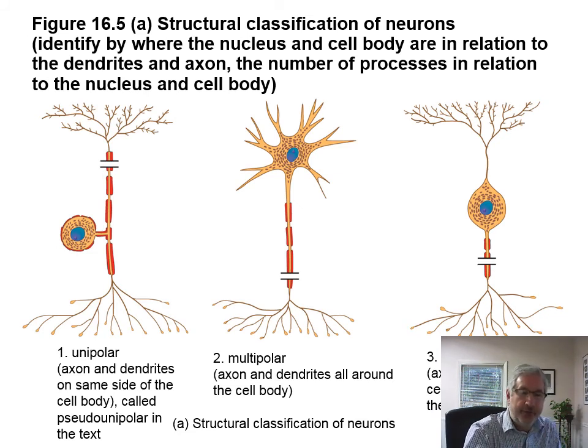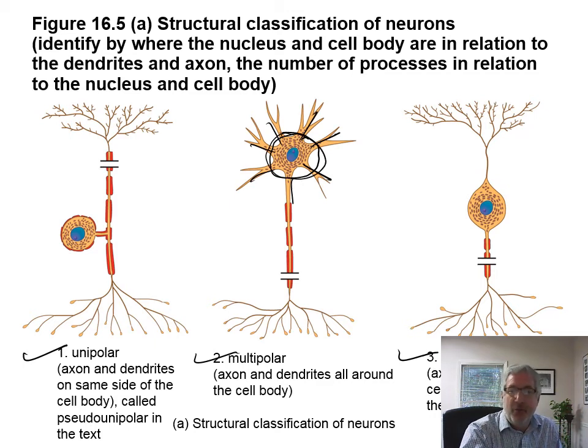Next slide. So here's what they look like. We're going to start with multipolar, the one right here in the middle. Here's the cell body. The way you tell is how many processes come off the cell body. Well, you've got a dendrite, dendrite, dendrite, dendrite, dendrite, axon, dendrite. All the processes come off the cell body. So that's multipolar. It has lots of different things coming off the main body. In a unipolar, the dendrites and axon are merged into a single thing, so you only have one process coming off here. That makes it unipolar.